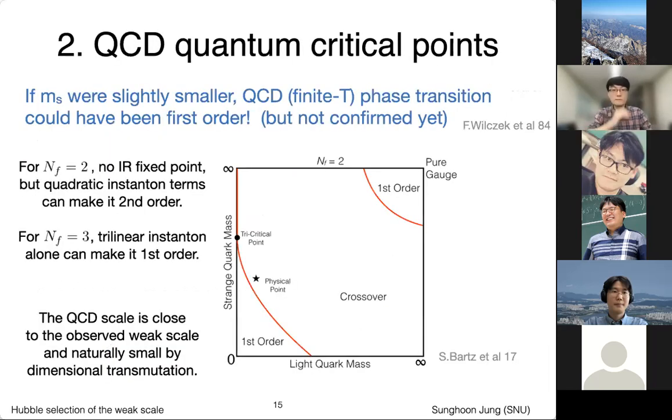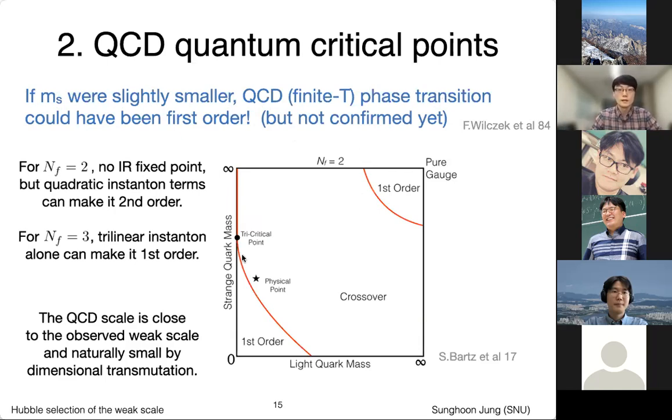All right, so now I'm gonna explore QCD critical points. The starting point is that in the standard model, if the strange quark were slightly lighter, then the QCD chiral phase transition could have been first order. It's thought that the QCD chiral phase transition is second order, but it's not strictly confirmed yet. The theory calculation involves non-perturbative QCD, so we need to use lattice calculation. But state-of-the-art lattice calculation is not really good enough to tell yet.